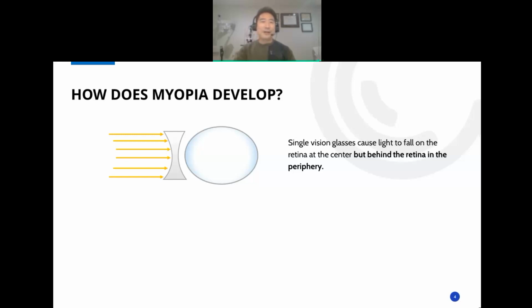So why does myopia get worse? One of the reasons is that when you wear glasses, it actually makes things worse. The whole idea is that a normal pair of glasses is usually thinner in the middle and thicker on the sides. So the central rays will focus right on the retina. But the periphery of the lens is a little bit thicker, so it actually over-focuses.